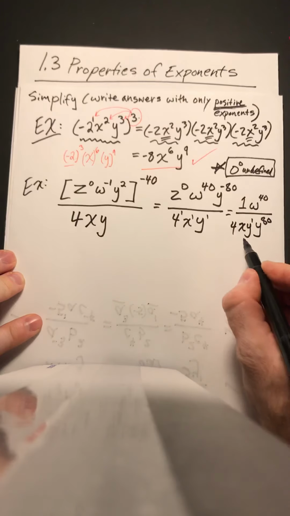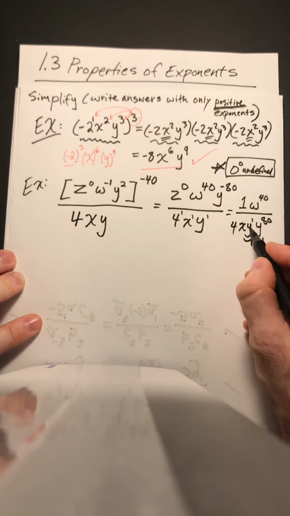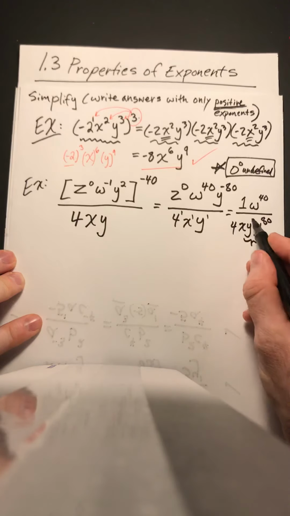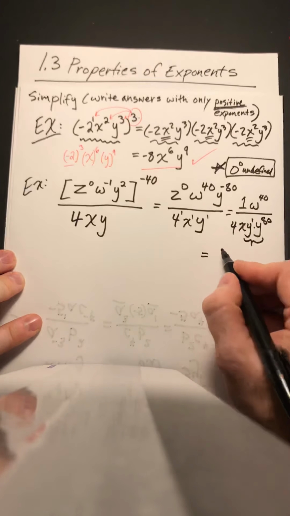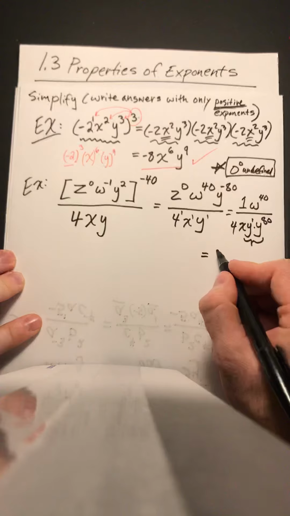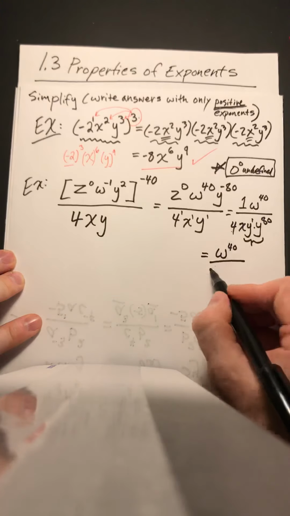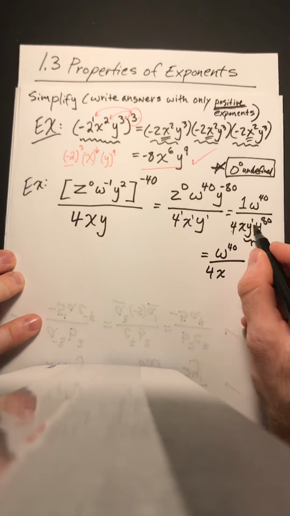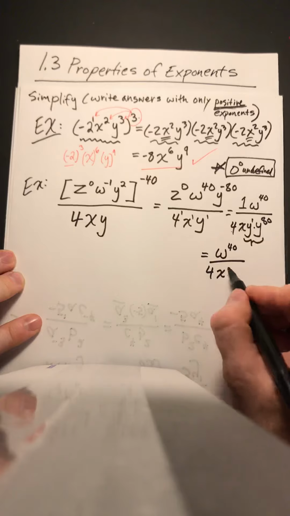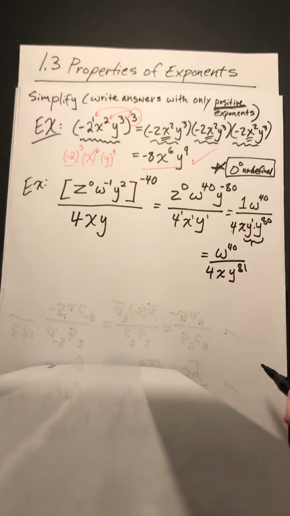We can actually combine this y and that y to the 80. Same base and we're multiplying, so we add the exponents. So in the numerator, I have 1 times w to the 40, so that's just w to the 40, divided by 4, and then I have an x, and I have how many y's? 1, and then 80 of them makes 81y. All right, guys.